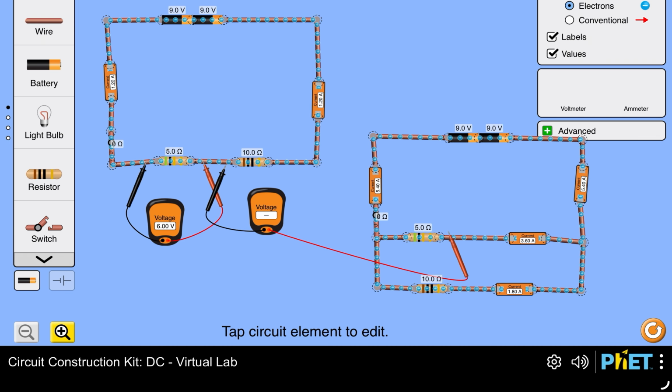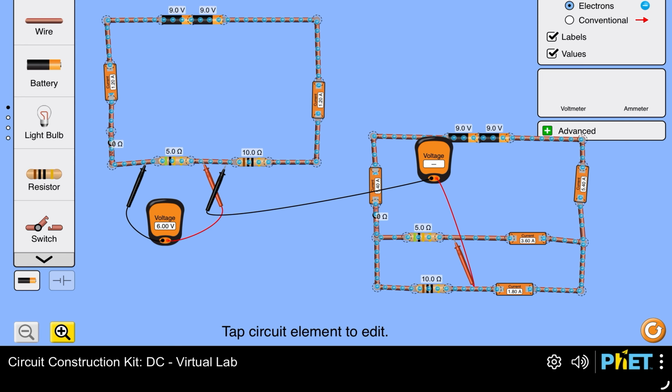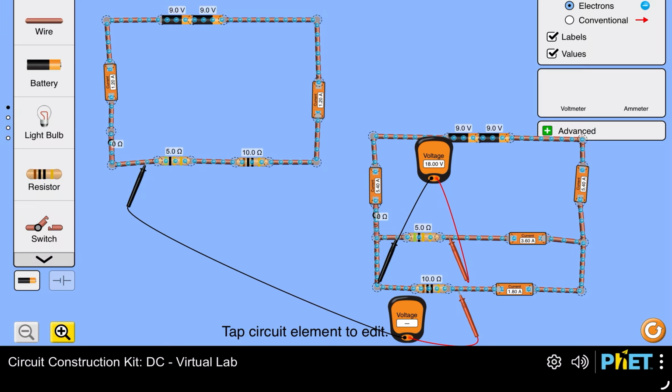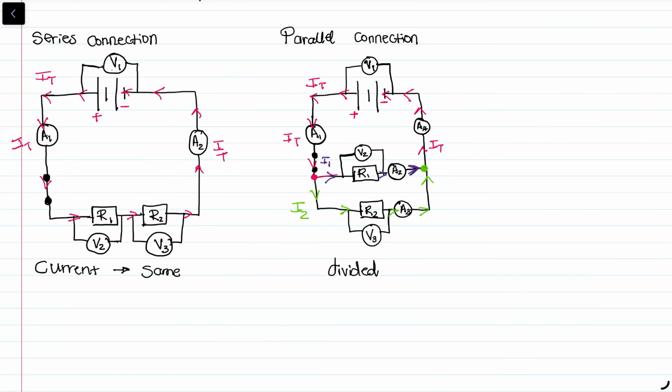So let's go and see. Let's try and connect it from up here. So the top one is 18 volts, all of the voltage, and the bottom one is also still 18 volts, meaning that what can we conclude when we see voltage, which means your potential difference?